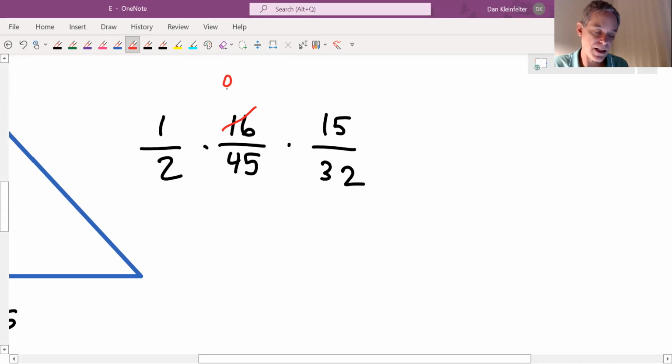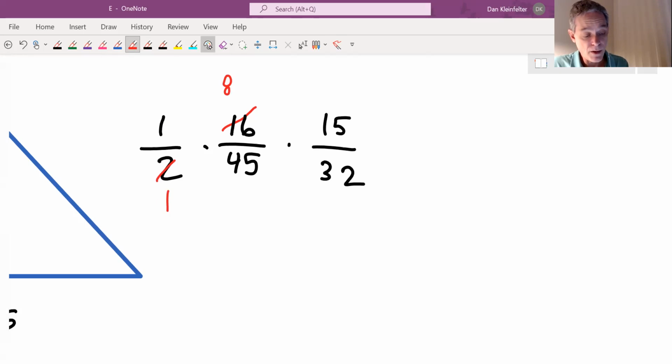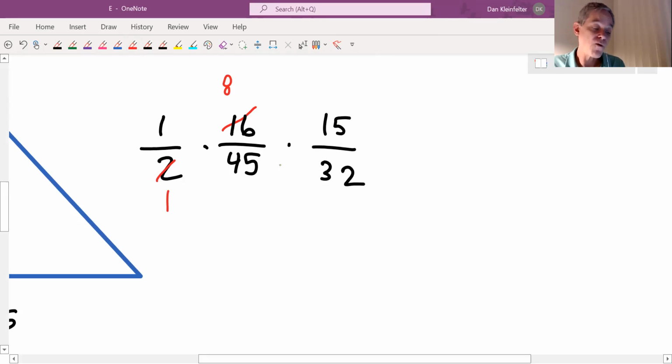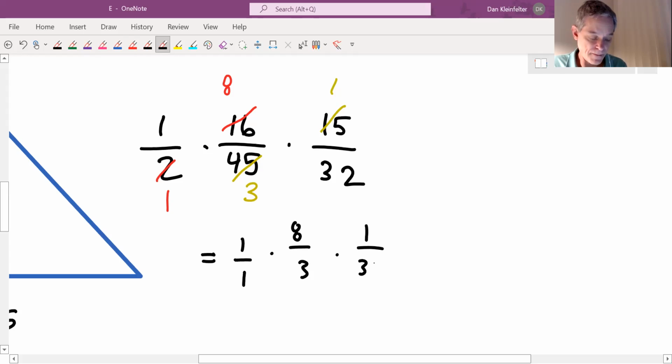16 divided by 2 is 8. 2 divided by 2 is 1. Okay, let's see what else we can do. 45 and 15 have a common factor of 3 and 5. So 15 divided by 15 is 1. And 45 divided by 15 is 3. Okay, there's more that can be done, but I'm going to rewrite here so it doesn't have so much scratch outs. We'll have 1/1 times 8/3 times 1/32.